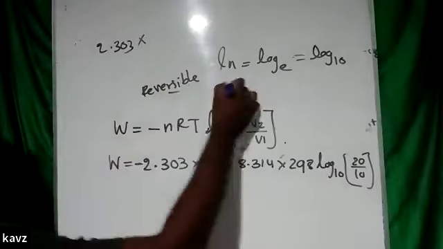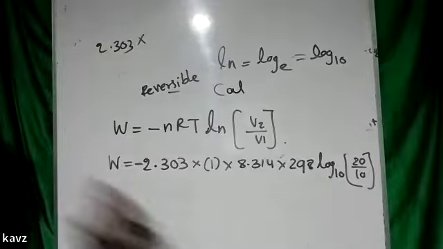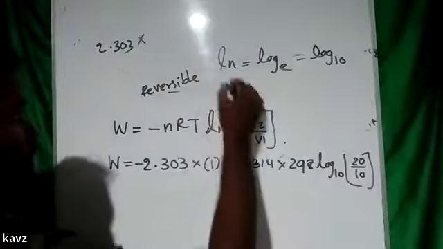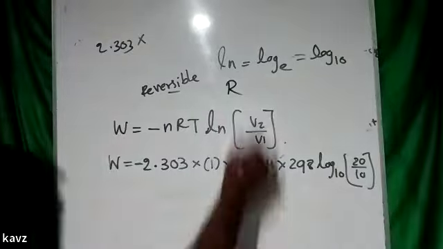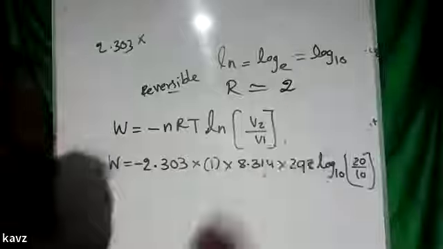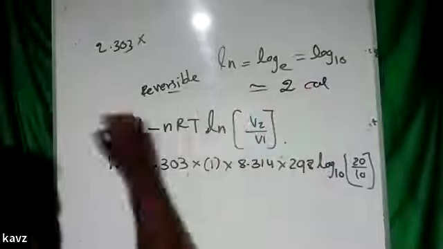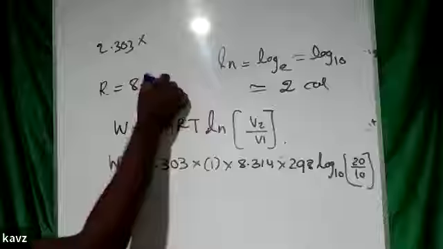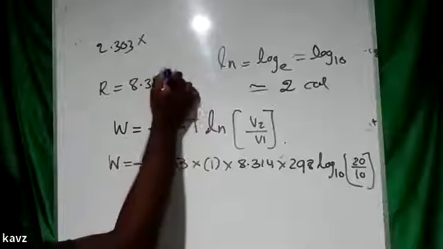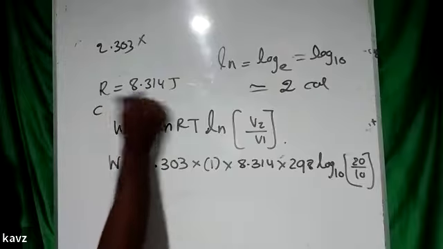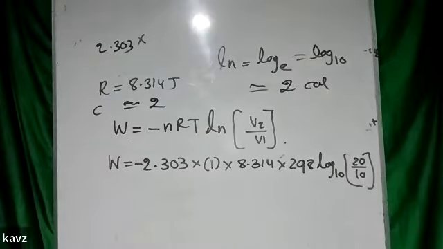Maybe you are wondering why they have used calories. When you convert, the universal gas constant R equals approximately 2 in calories. We normally write 8.314 in joules. When you write it in calories it is approximately 2, so it is easy to calculate. That's why they are using calories. I will mention it later.